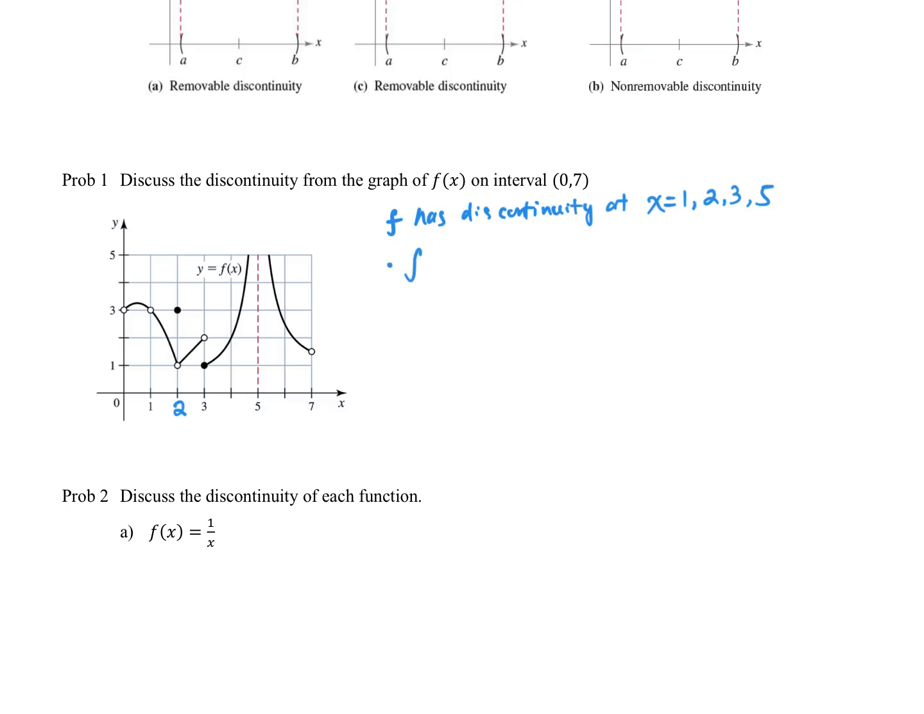So f of 1 is not defined, right? There's an open hole there. Therefore, it has a discontinuity there. For x equals 2, the limit actually exists, which is equal to 1 because they're both approaching 1 there. And f of 2 is also defined, which is 3, but they're not equal.